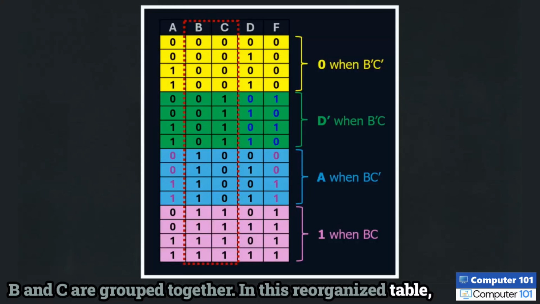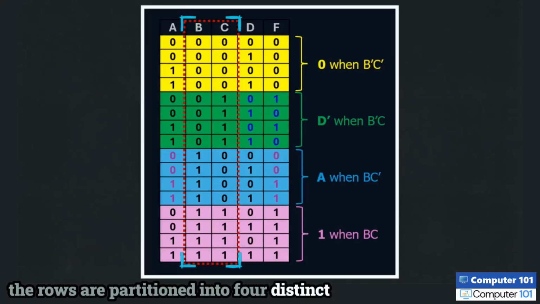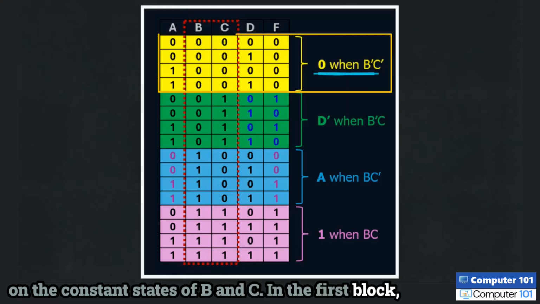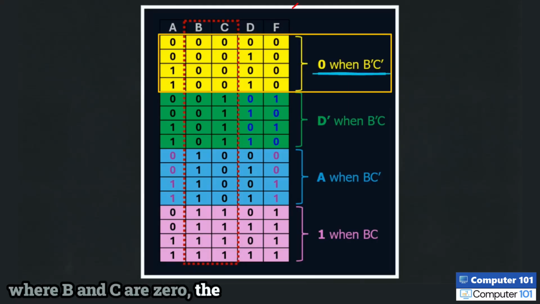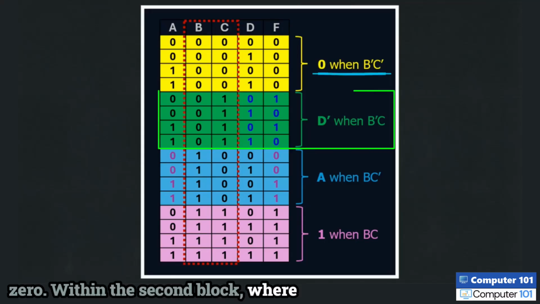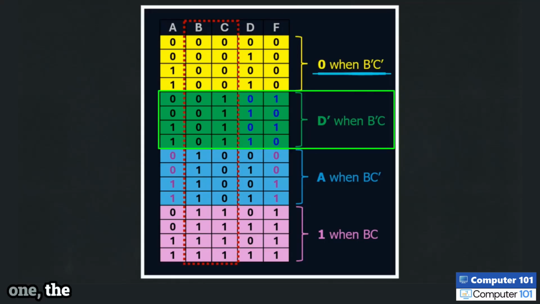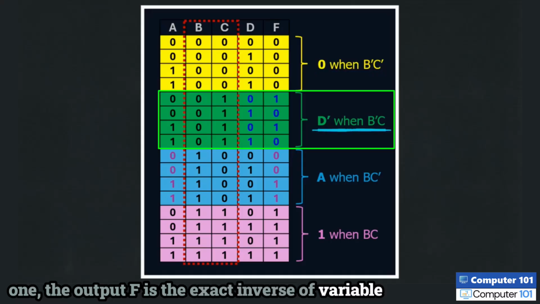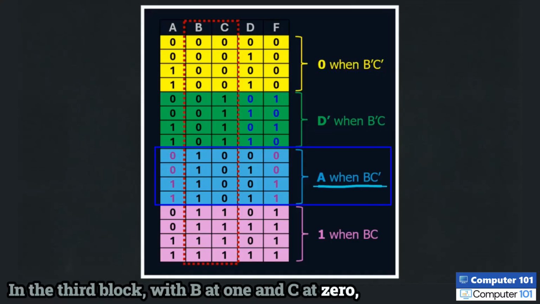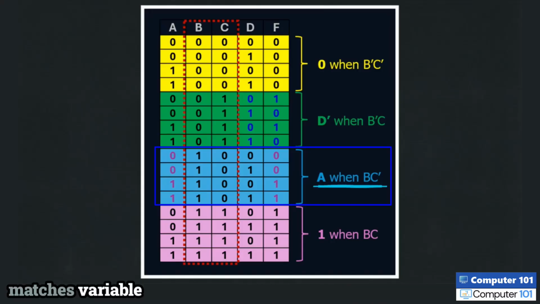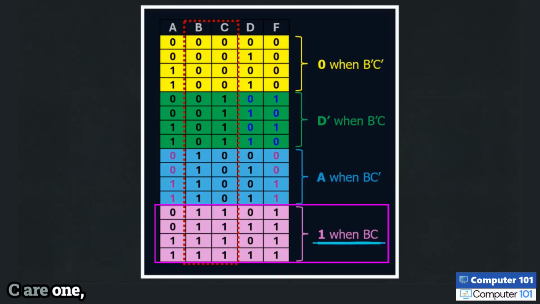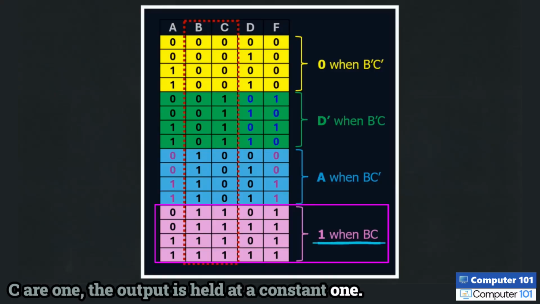In this reorganized table, the rows are partitioned into 4 distinct blocks based on the constant states of B and C. In the first block, where B and C are 0, the output F remains a constant 0. Within the second block, where B is 0 and C is 1, the output F is the exact inverse of variable D. In the third block, with B at 1 and C at 0, the output matches variable A. In the final block, where both B and C are 1, the output is held at a constant 1.